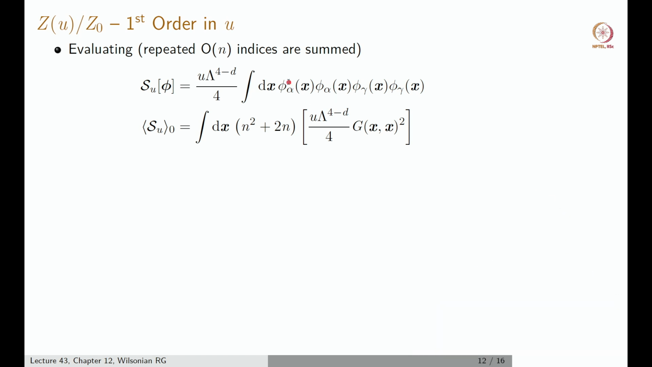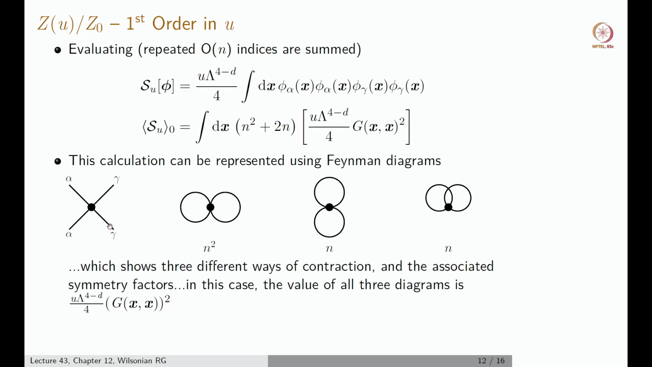Then there is another contraction. I can contract alpha with gamma, this contraction and that contraction. So that there are 2 ways to do that, etc. So I am going to show you explicitly. So this whole calculation can be organized by what are called Feynman diagrams. So how do you organize this in Feynman diagrams?